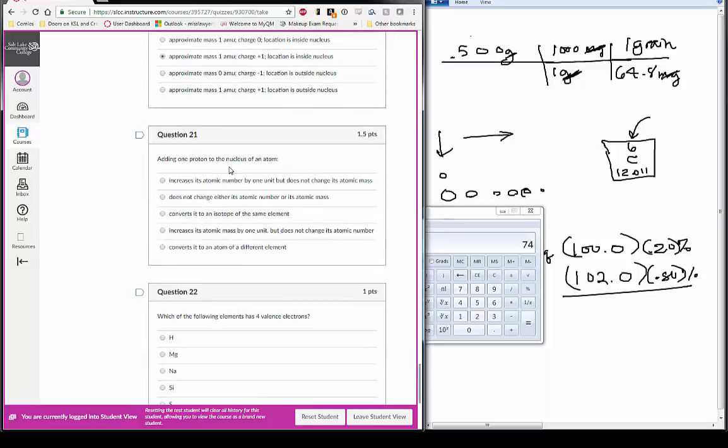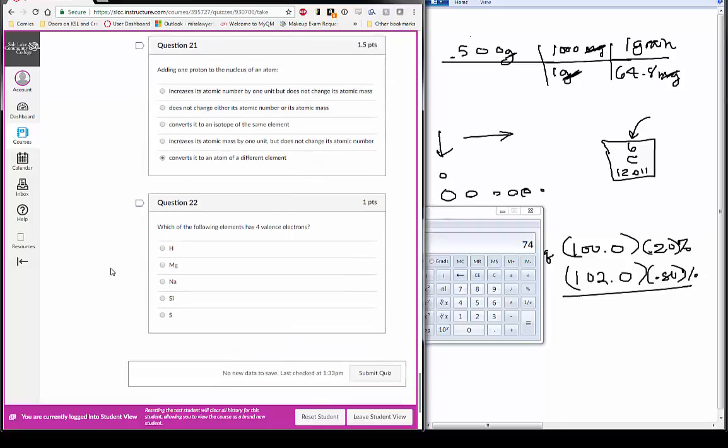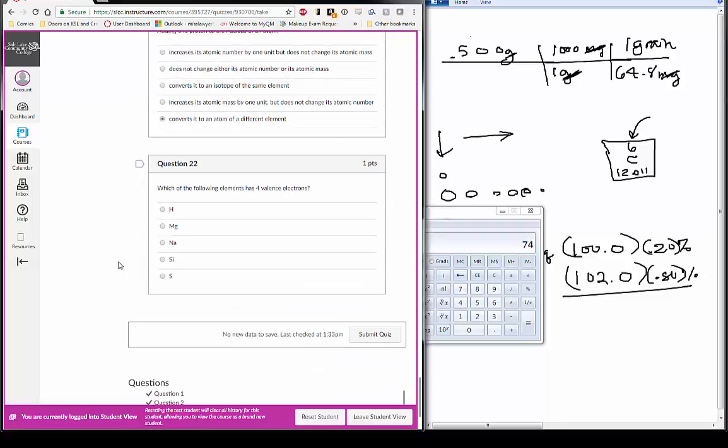If I add a proton, then that increases the atomic number, and it would obviously also increase the atomic mass because protons have mass. And because it changes the number of protons, it would actually change it to a different element because the number of protons defines what elements you have. So that would actually convert it to an atom of a different element.